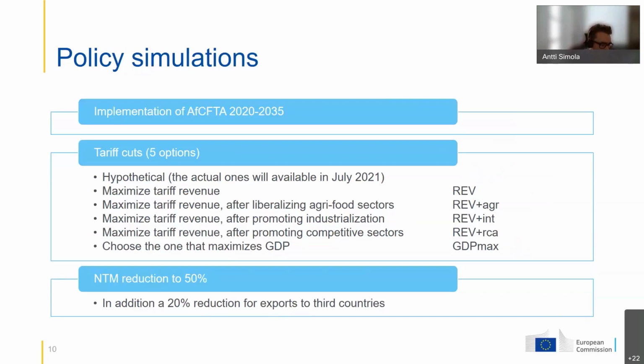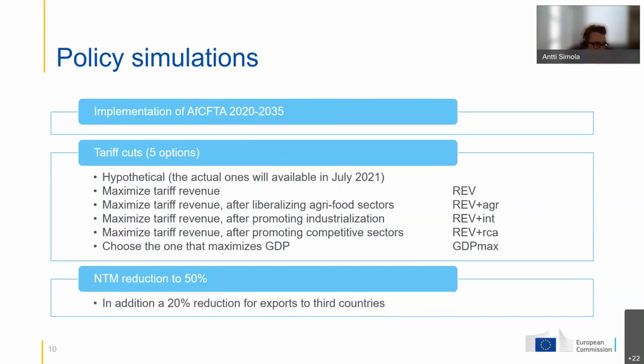In the policy simulations, we project several scenarios of the implementation of the AfCFTA, and the time frame is between 2020 and 2035, when the agreement is fully implemented. And we consider two policy changes. First, the tariff cuts, and then combined tariff cuts and reduction of non-tariff measures.